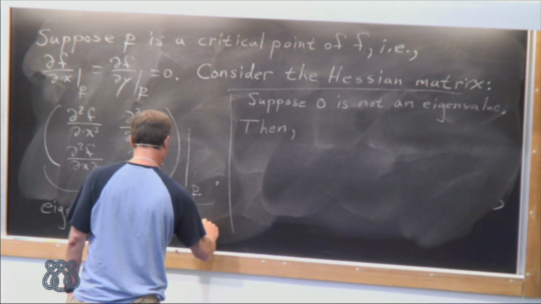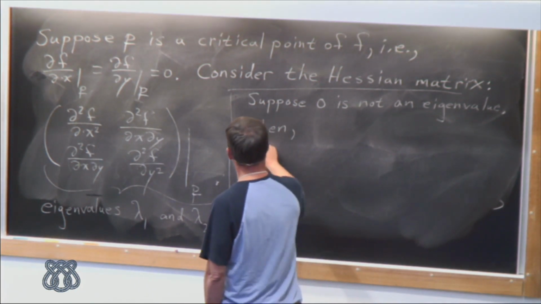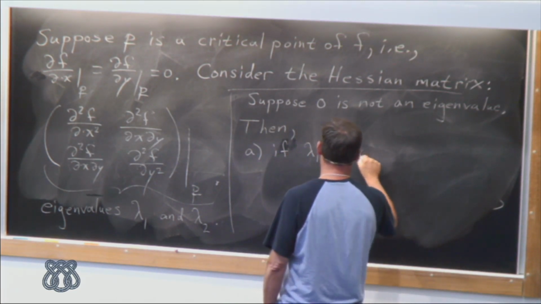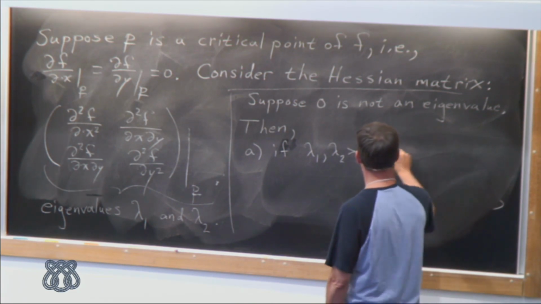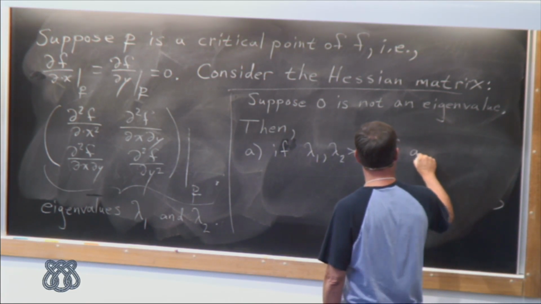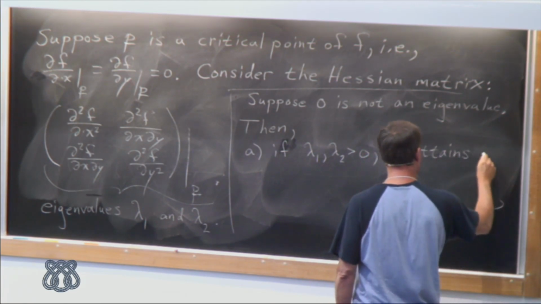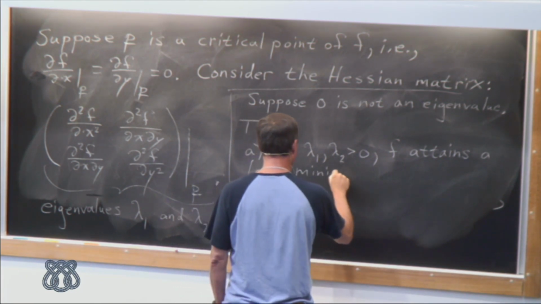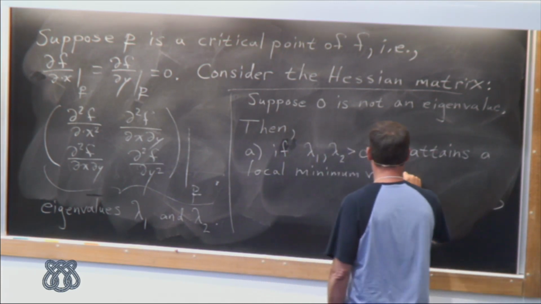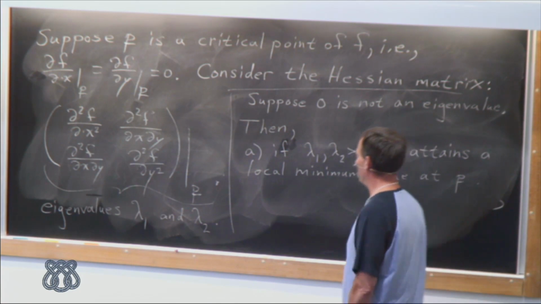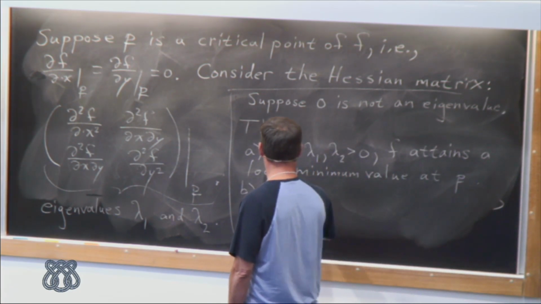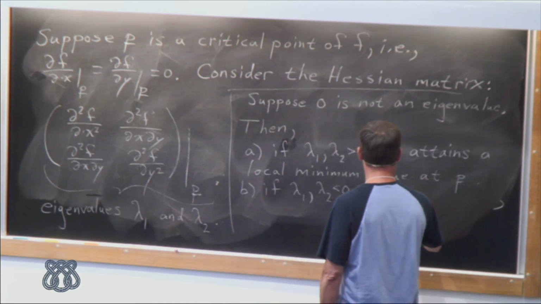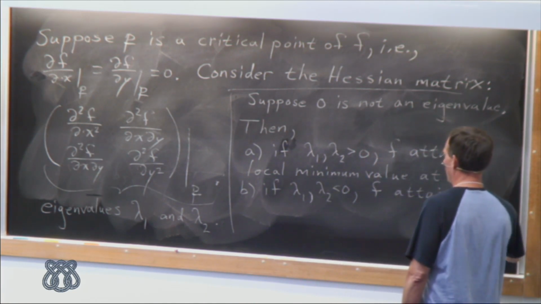Possibly the same. Then A, if lambda 1 and lambda 2 are both greater than 0, F attains a local minimum value at P. And then B, if lambda 1 and lambda 2 are both negative, F attains a local maximum value at P.